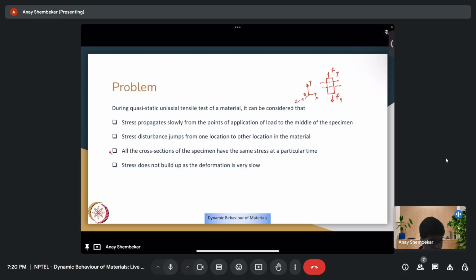and there is no jump in stress, or there is also no stress propagation as such. It's a quasi-static system. As we mentioned earlier, quasi-static testing, so everywhere you have the same stress for the uniaxial tensile test in the same material at a particular time.